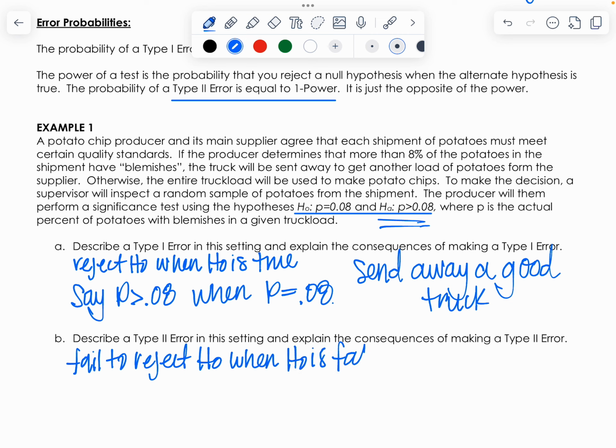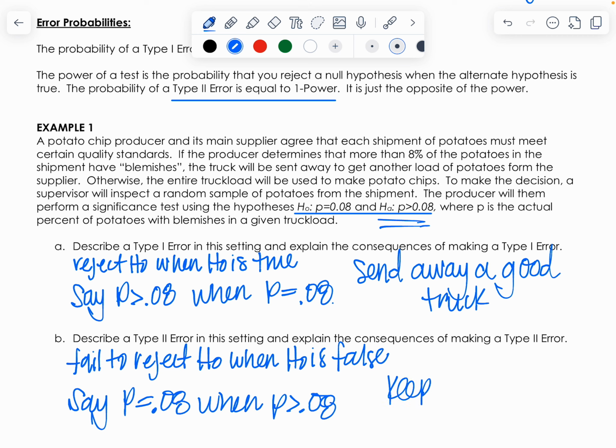And so this would mean we say the exact opposite. We say P equals 0.08. We keep that truck when in reality P is greater than 0.08. Okay, so here we are keeping a bad truck.